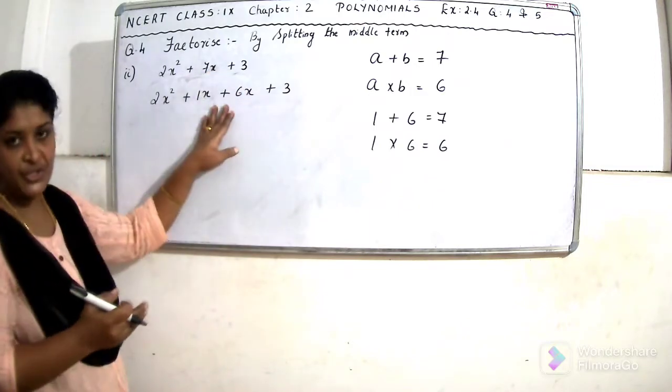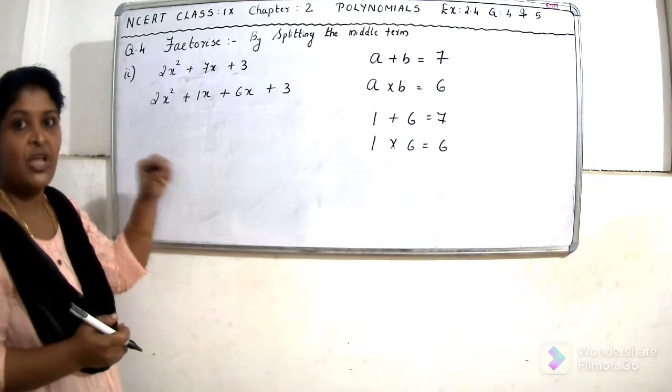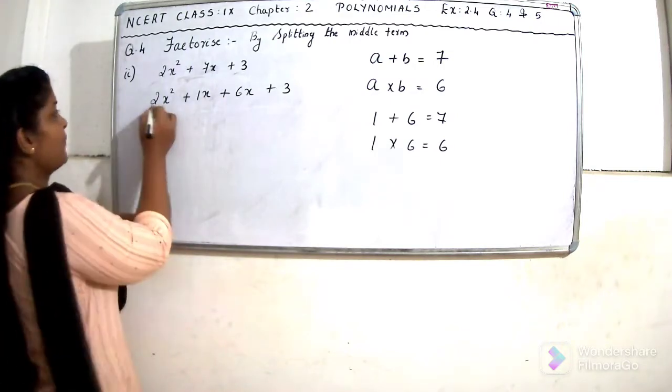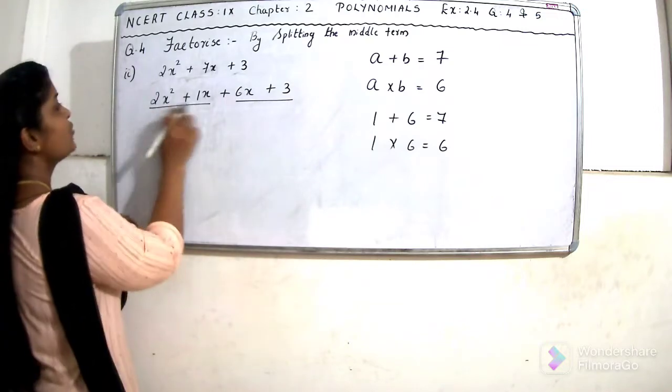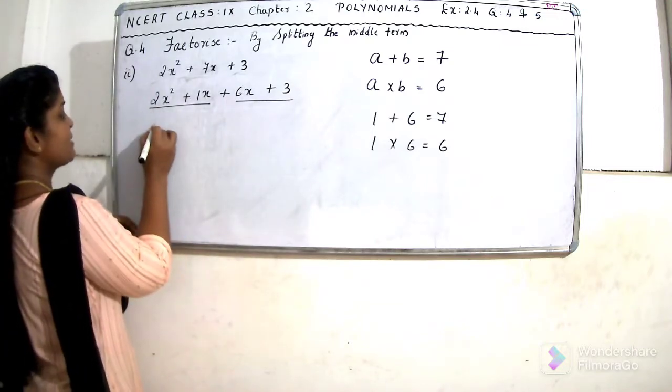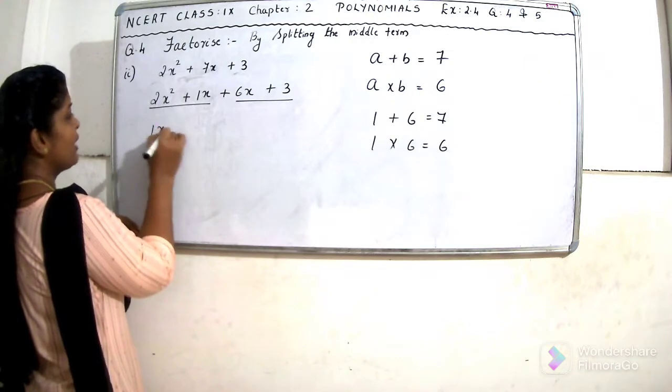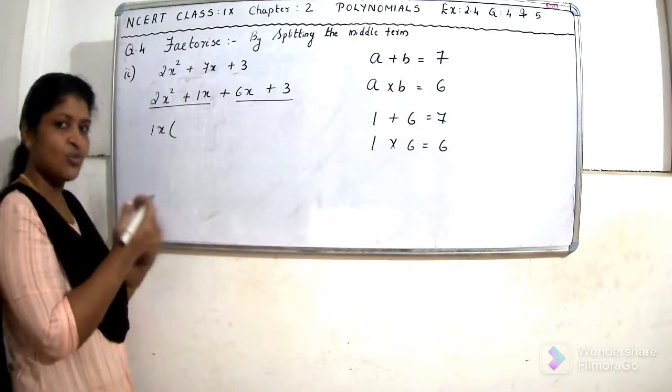Now this is the first step: splitting. The second step is grouping. The third step is taking the common outside. In these two terms, what is common? x is common. 1x also we can take, x also we can take, both are the same.